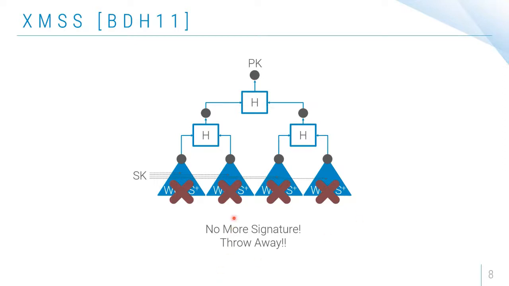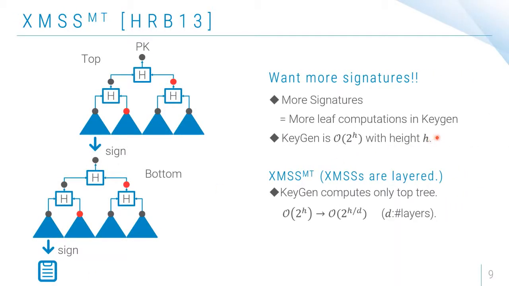The number of signatures that XMSS can generate equals the number of leaves. If the height of a tree is h, the number of signatures is 2 to the power of h. In practice, we want more signatures, but more signatures indicate more leaf computations in key generation. A leaf computation is WOTS+ public key generation, and this computation requires more than 1,000 hash function calls.